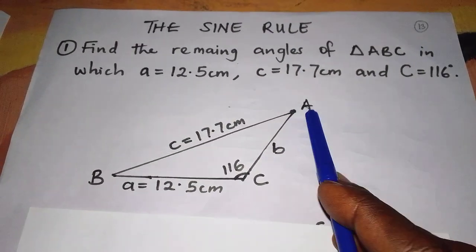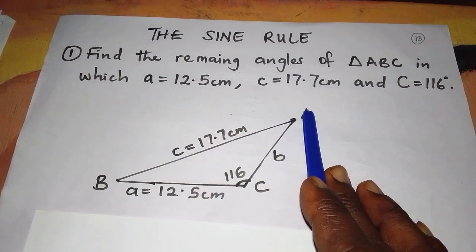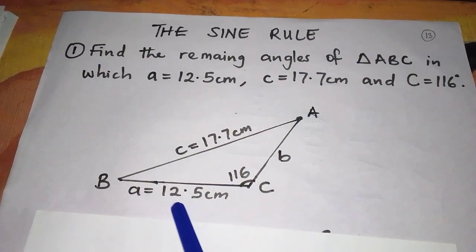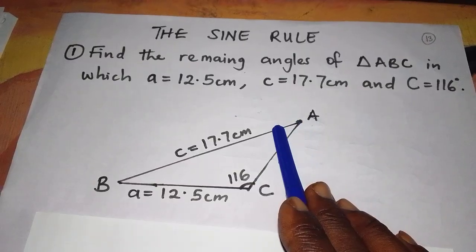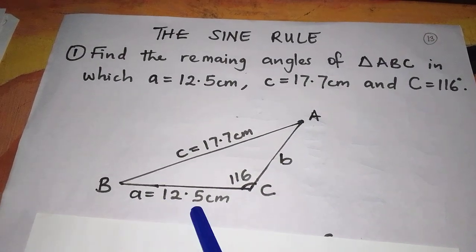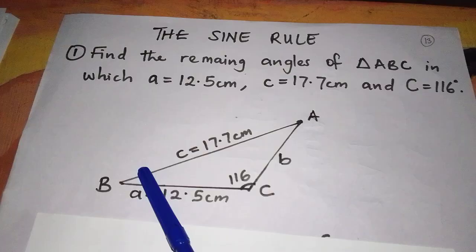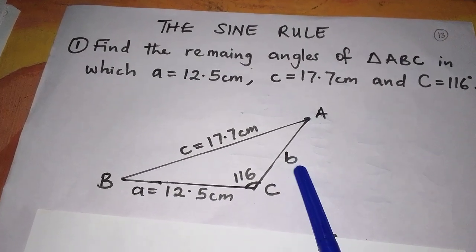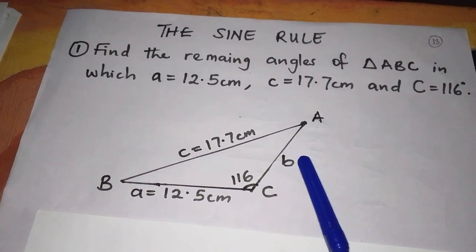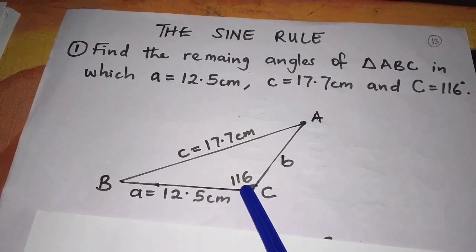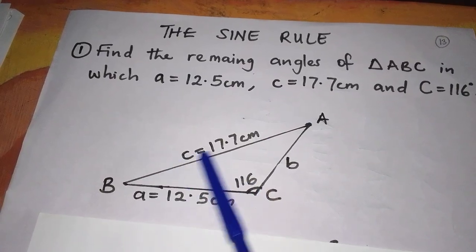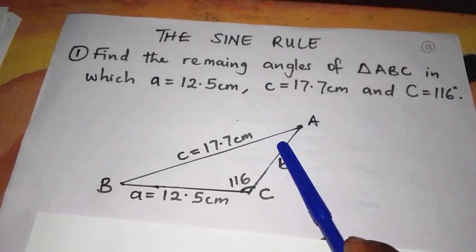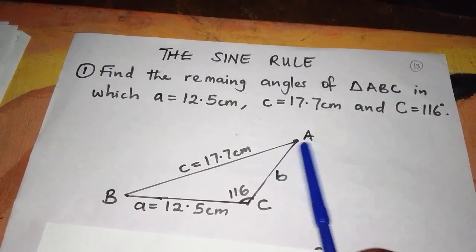So we are having the triangle with angles A, B, and C. The side facing angle A is 12.5. The side facing angle B is this small b. We are not given this. And the side facing angle C is the small c, 17.7 cm. Now we are told to look for the remaining angles.